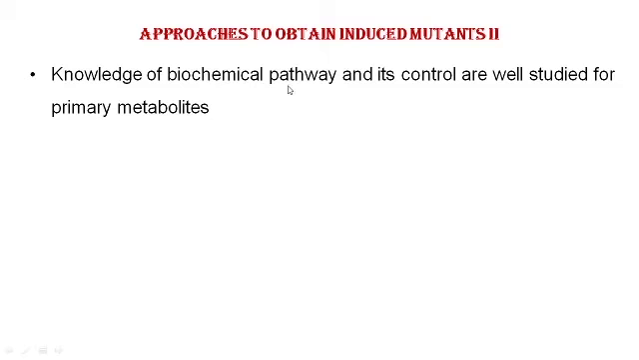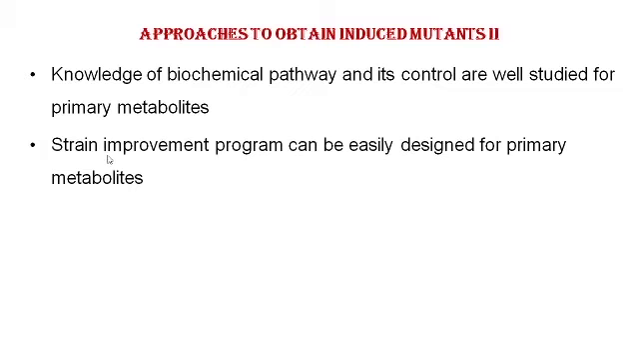Thus, the knowledge of the biochemical pathway and its control are well studied for primary metabolites. Primary metabolites are metabolites that are required for the growth of the microorganism, like amino acids, vitamins or some other growth factors. So their biochemical pathways have been well studied. And since the biochemical pathways and their control for primary metabolites have been well studied, the strain improvement program for primary metabolites can be easily designed, because we have a very well known biochemical pathway and control places.